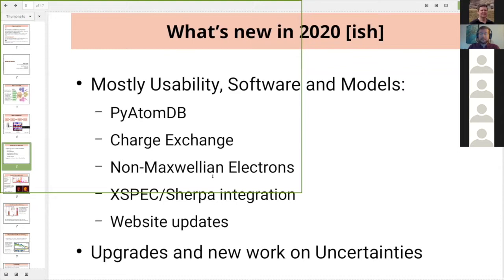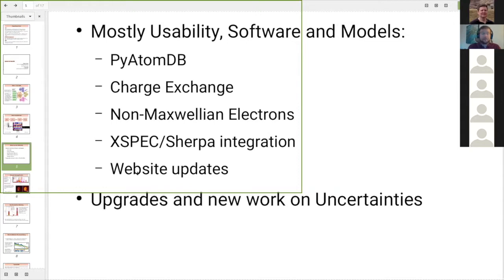What we've been doing instead is focusing on accessibility and the software. So the PyAtomDB interface, which is our main way people can interact with the database, has been vastly expanded and rewritten. It now, dare I say it, is almost user-friendly. The charge exchange models have been released. I'll talk about these more. We now have non-Maxwellian electron models as well. We've worked on our XSpec and Sherpa integration for the Python routines, and we've made updates to the website. And there have been upgrades and new work on the uncertainties as well.